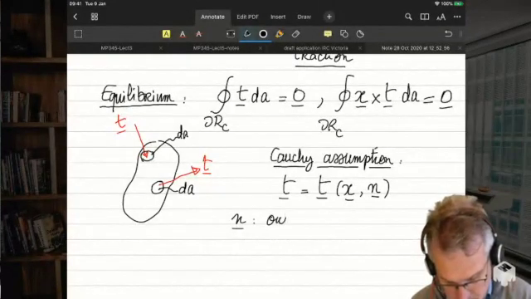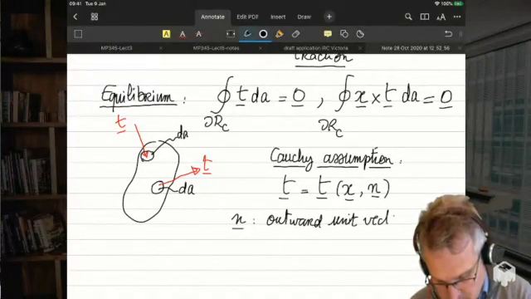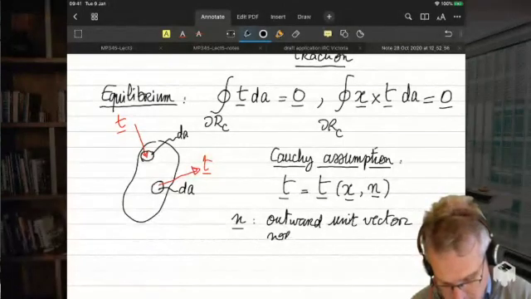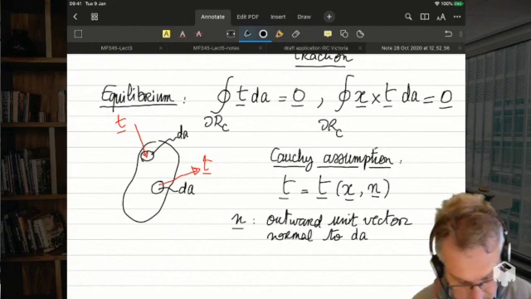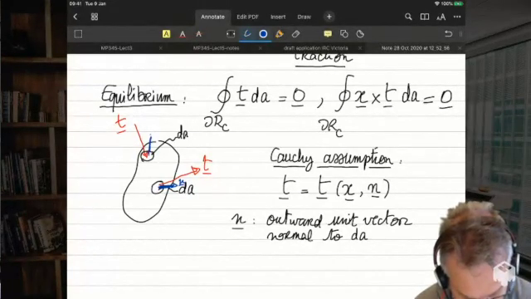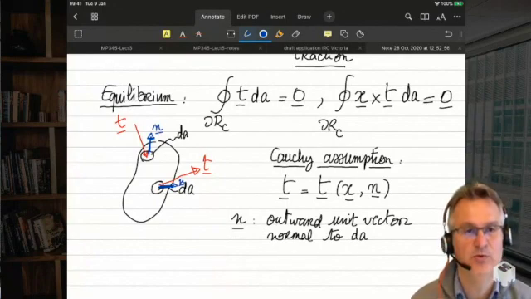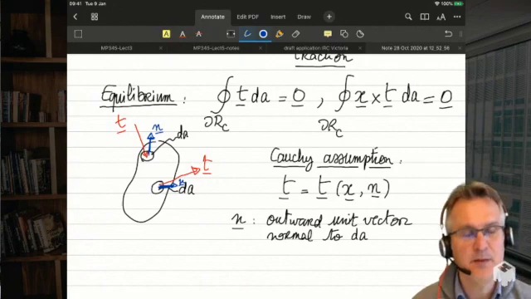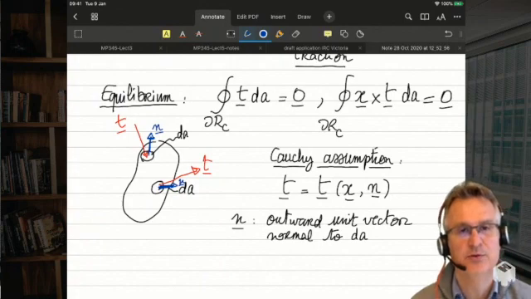And outward unit vector normal to dA. So n, in this case here, it's going to be like this. Here it's going to be like that, right? Your force is not necessarily normal to the area, but that's why I have to define n, the outward unit normal.